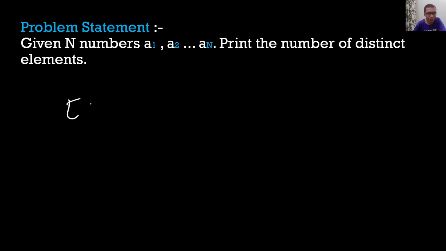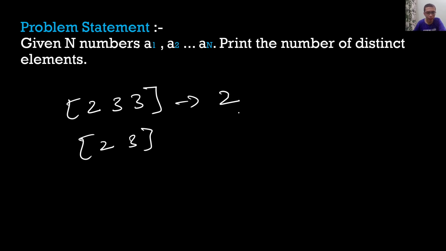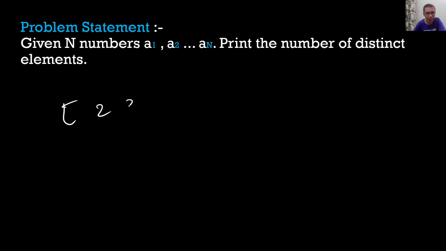If let's say my array contains 2, 3, and 3. So for this particular case, I only have 2 different values inside my array, 2 and 3. So for this case, our output would be 2, right? And if all the elements inside my array contain the exact same number, so for this case, our output would be 1.